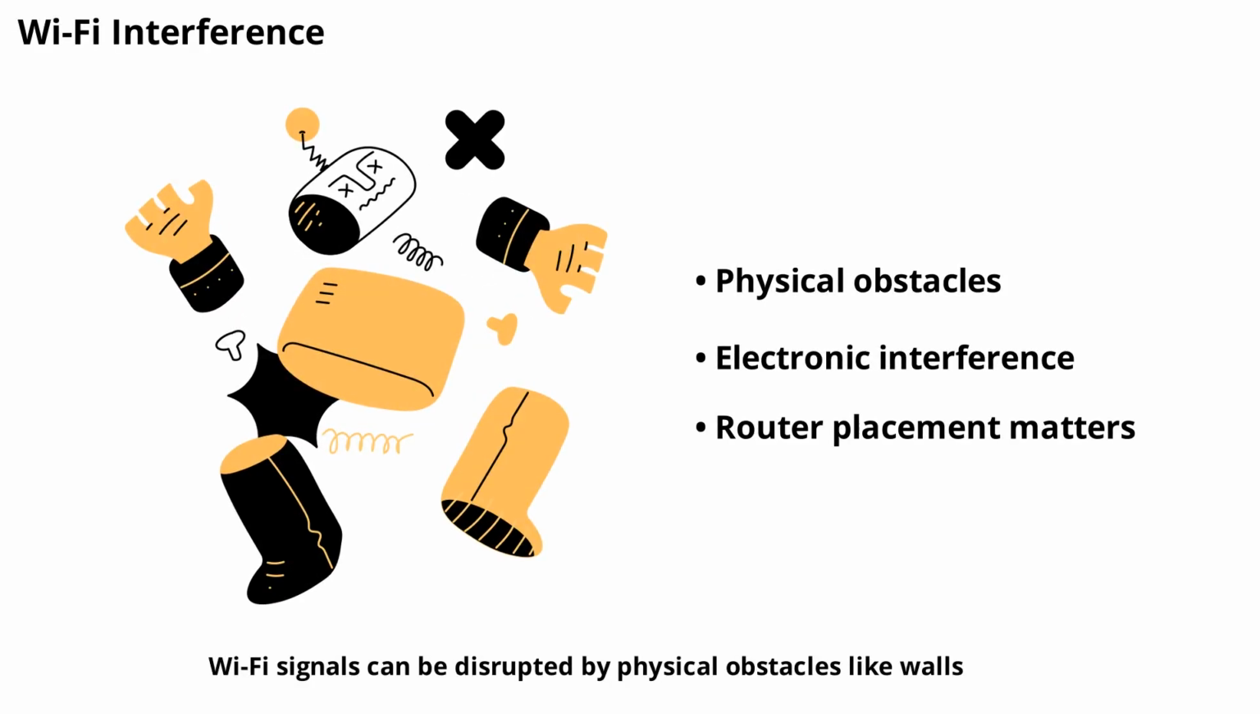Wi-Fi signals can be disrupted by physical obstacles like walls, floors, and even large appliances. Other electronic devices, such as microwaves or cordless phones, can also interfere with your wireless signal. If your internet is slow in certain rooms or at certain times, interference might be to blame. Try moving your router to a more central location or away from other electronics.